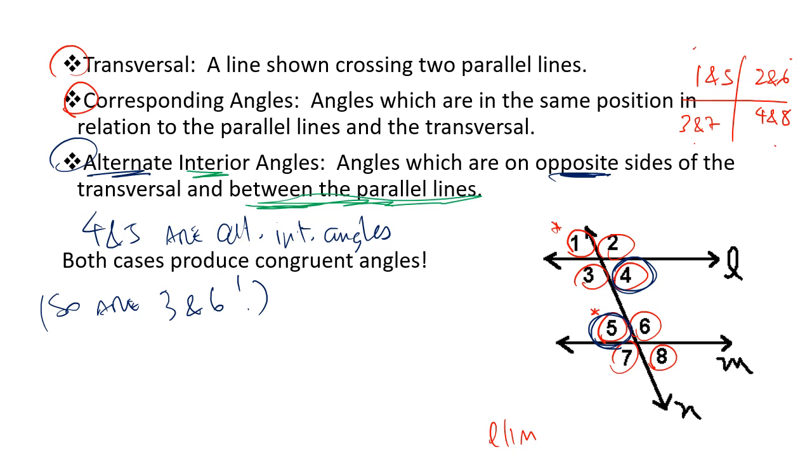Again, if you remember your high school geometry even a little bit, you remember there being all the same side interior, alternate exterior, all that. We're not doing any of that right now. So these are the only two that we're going to focus on in this case. And again, both of these cases are going to produce congruent angles. We can see that 4 and 5 are congruent, 3 and 6 are congruent, they're alternate interior, and then all the corresponding pairs are congruent as well.